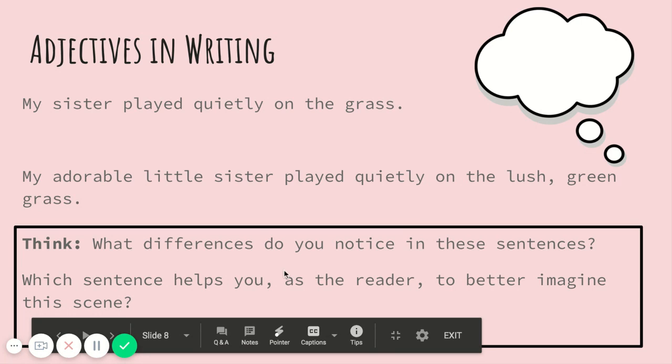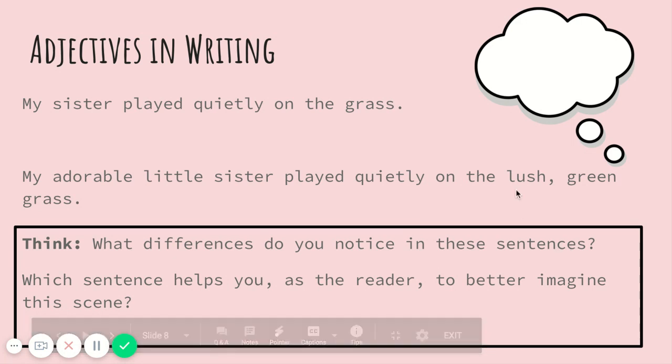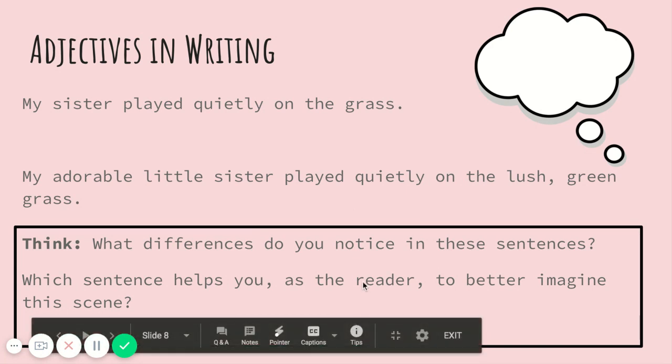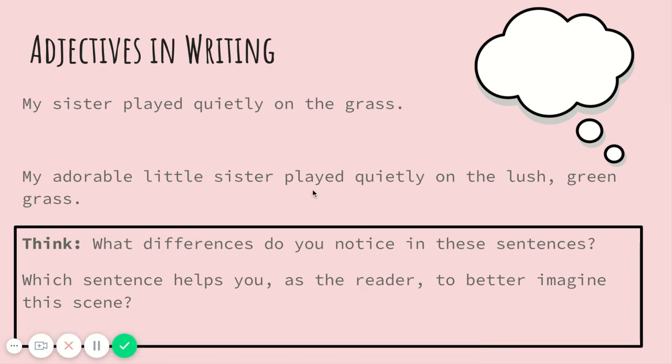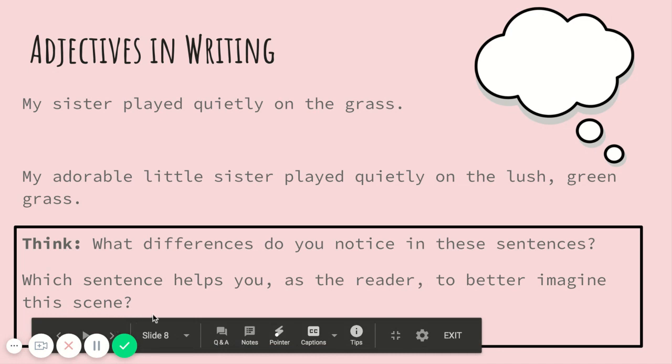So think, what differences do you notice in these sentences? And which sentence helps you as the reader to better imagine this scene? And those are questions that you can ask yourself in your own writing, right? What could I add to help my reader better imagine the scene?